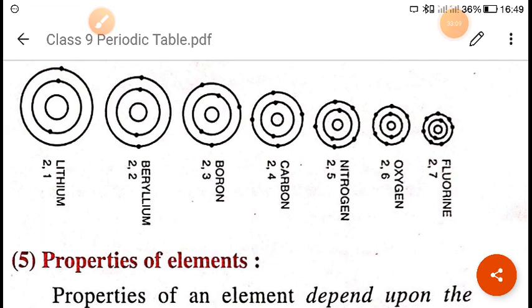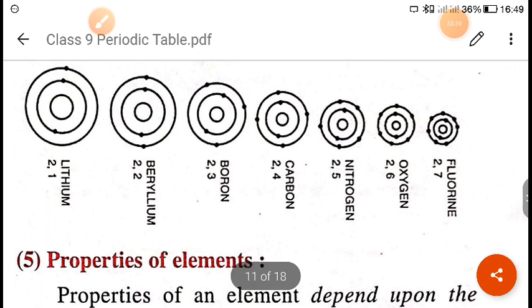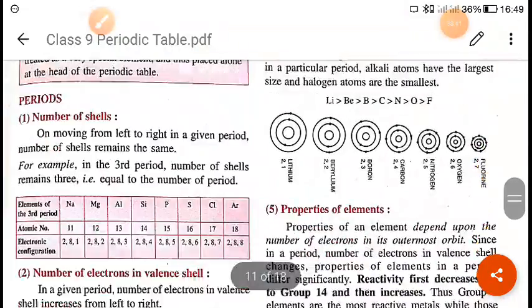Since the proton has positive charge and the electron has negative charge, what will happen? The proton will pull the electron towards itself, right? So as the charge of the nucleus is increasing as we are moving from left to right in a period, the nucleus will attract more and more electrons towards itself. Since it is attracting more and more electrons towards itself, the size of the atom will decrease, right? So I hope you have understood this, right?